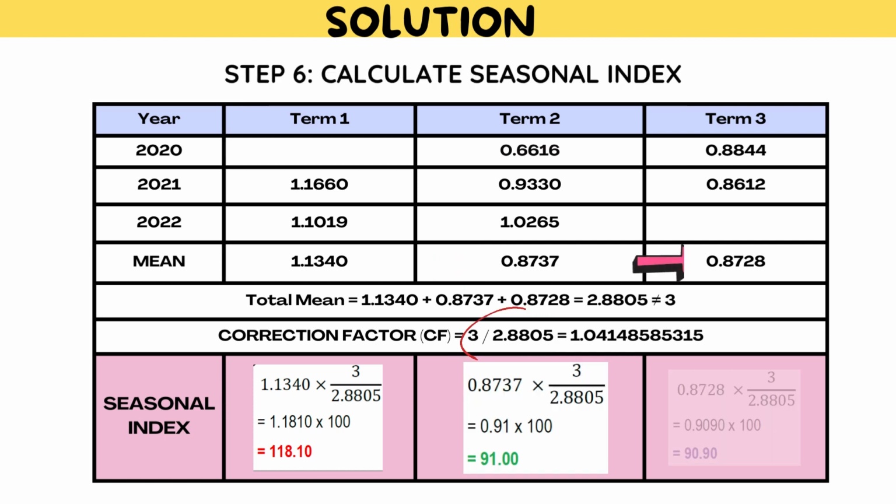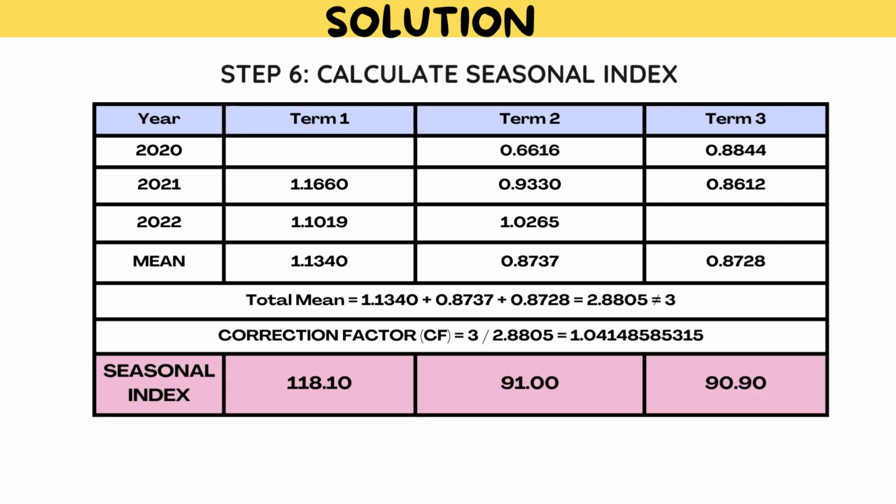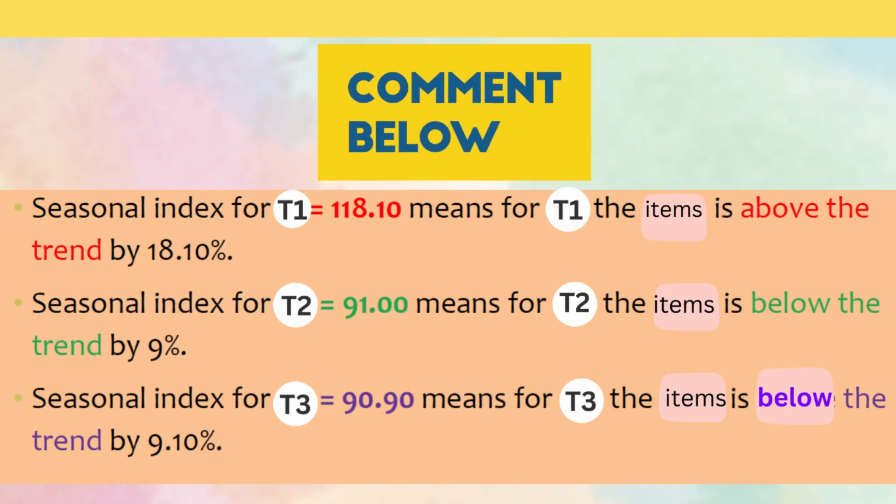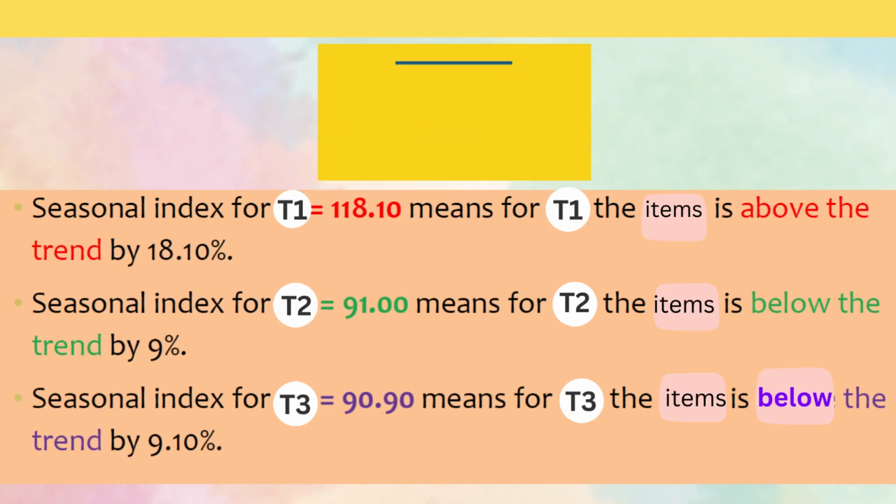Last but not least, our third term. The mean is 0.8728 times the correction factor. The answer is 0.9090. This value times 100, so our seasonal index is 90.90. So class, this is the answer for our seasonal index values. But don't forget, the question also asks us to comment on the values obtained. Now, let's see how to comment on the values obtained.